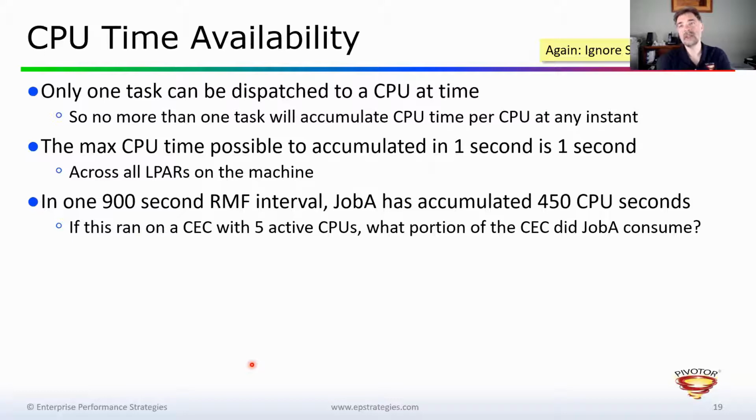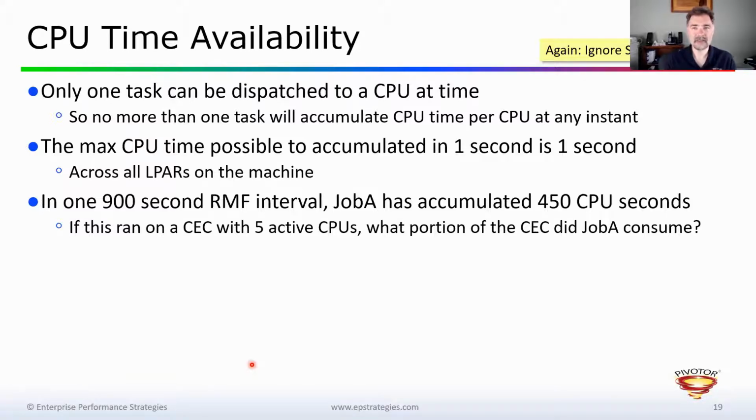So hopefully it's clear now that only one task can be dispatched to a CPU at a time. So no more than one task can accumulate CPU time per CPU at any instant, which means the maximum CPU time accumulated per CP is 1 second per second across all LPARs on the machine, okay?